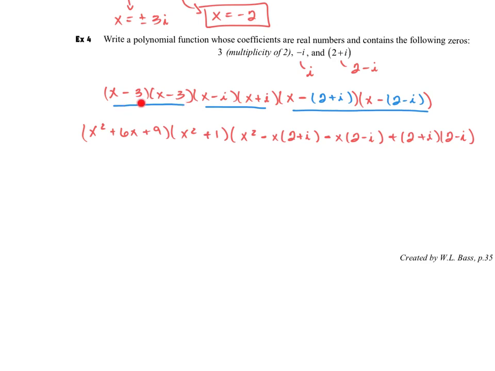So when I FOILed these first two, I got an x squared, a 6x, and a 9. When I FOILed these two, my middle terms, because they're complex conjugates, were going to drop out. My negative i squared became my plus 1. Now, when I FOILed these two, I had my x squared. Then I had my x times my 2 plus i, so there's my minus. And then I have my x and my 2 minus i, that gives me this portion, and then my negative times negative gave me my positive, and I still left these as the two binomials.